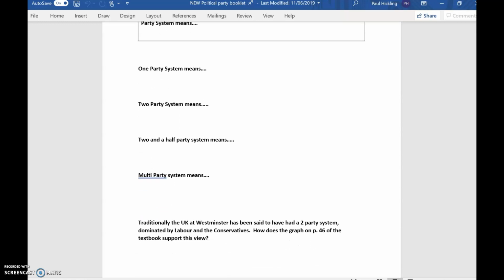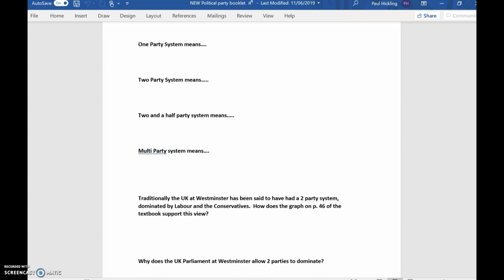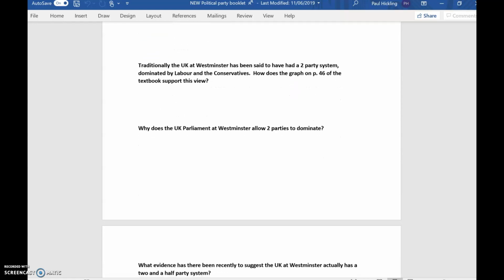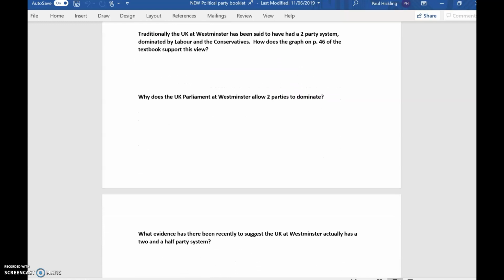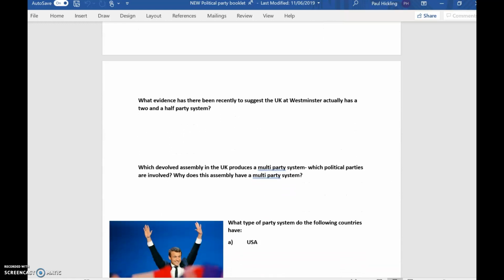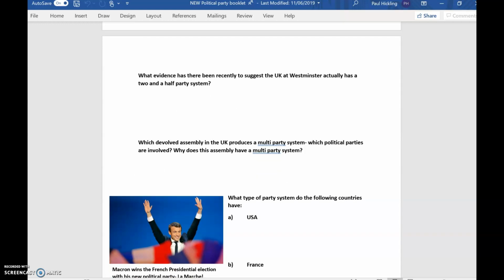You've then got a couple of questions based on this. So traditionally it says the Westminster system is a two-party system. Look at the various graphs in the textbook to support those views. And then have a think about, and I think it explains as well, why the UK has a two-party system. So there's a number of things on here. I'm going to show you as well some little graphs from some other countries so you can see what kind of party systems operate in these other countries.